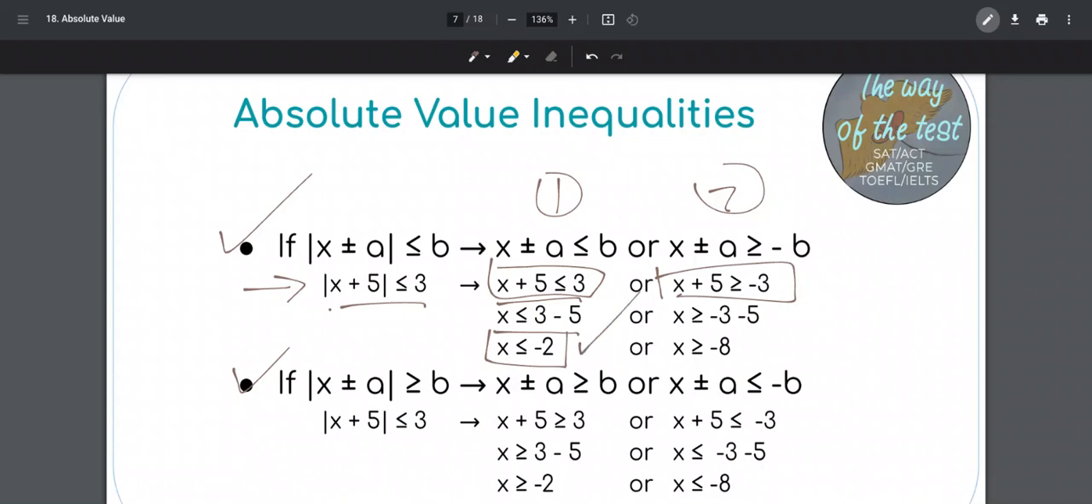In the second case, I have x plus 5 is more than or equal to negative 3, so x is more than or equal to negative 3 minus 5, so x is more than or equal to negative 8. And I do the same for the second case. I want you to pause the video right now, copy everything that you see on the screen, and we're going to move on.